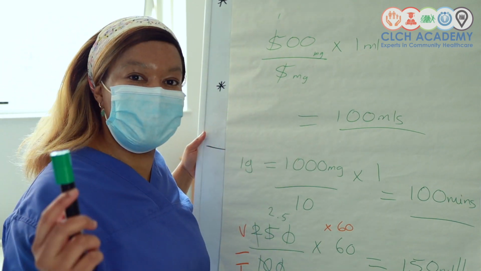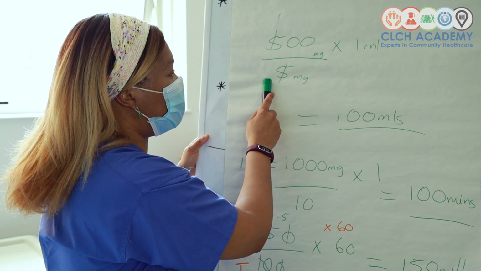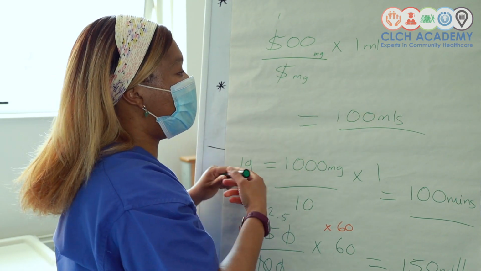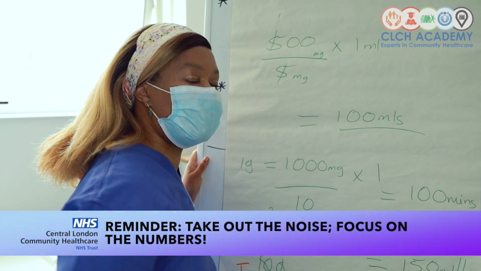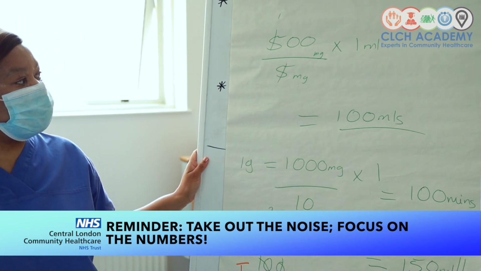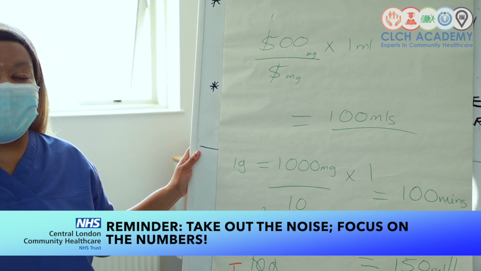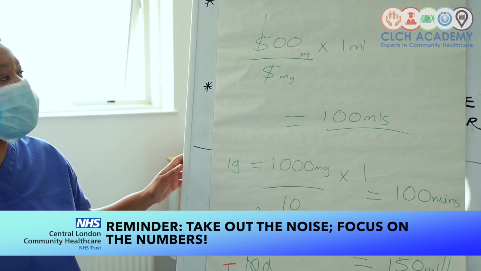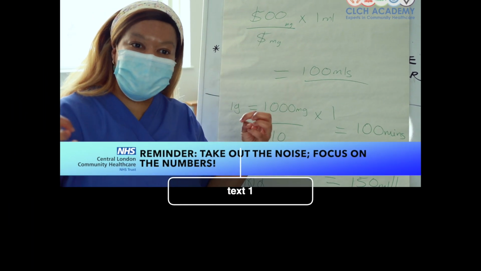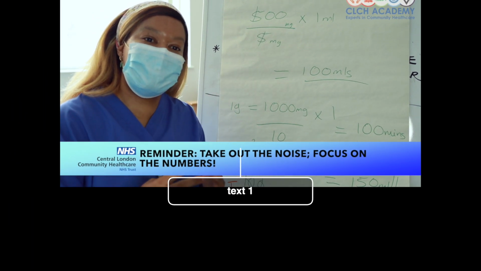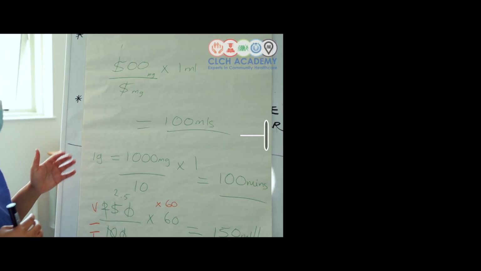So if you're using that same formula, what I want over what I've got times the solution it comes in, then your overall answer should give you 100 mils. And that's basically how you would get to that answer. I always say, take out the noise and focus on the numbers, and then make a decision on what you're doing with the numbers in that moment in time.